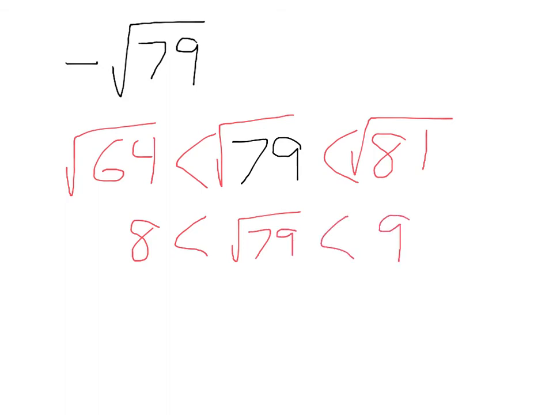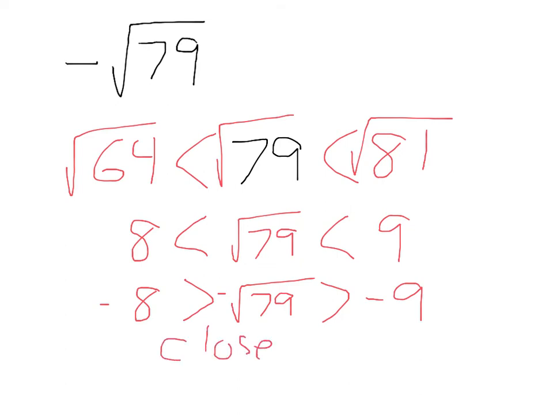But remember, I want a negative. Now remember, if I multiply this by a negative number, or by a negative 1, remember, multiplying by a negative number changes the direction of the inequalities. So it's between negative 8 and negative 9, and it's closer to negative 9.